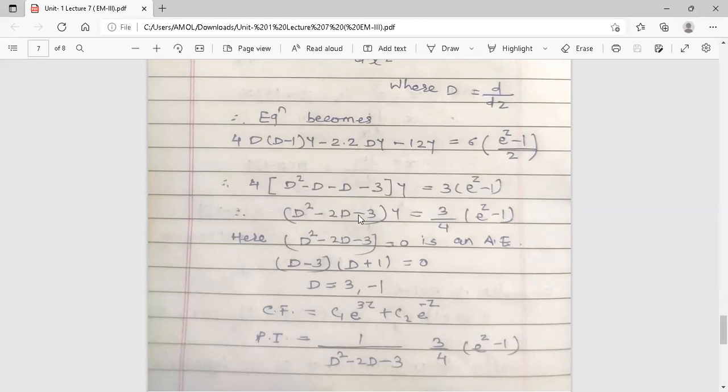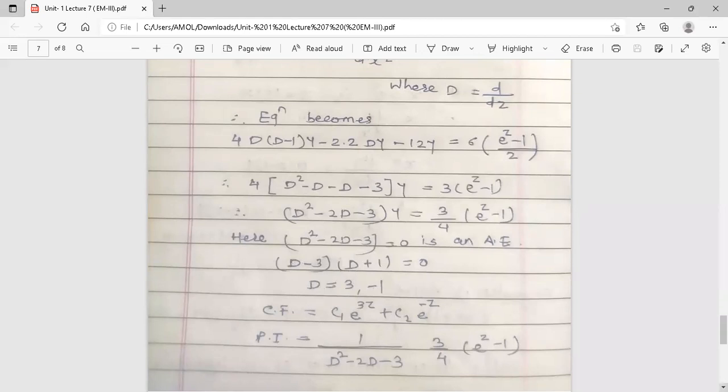It is in the form of phi of D into y is equal to f of z. So you state which is LDE, and so here the auxiliary equation is D square minus 2D minus 3 is equal to 0. Now this auxiliary equation, its degree is 2, so you find out the factors. The factors are D minus 3, D plus 1 is equal to 0, because minus 3 plus 1, addition is minus 2 and the multiplication is minus 3. So D is equal to 3 and minus 1.